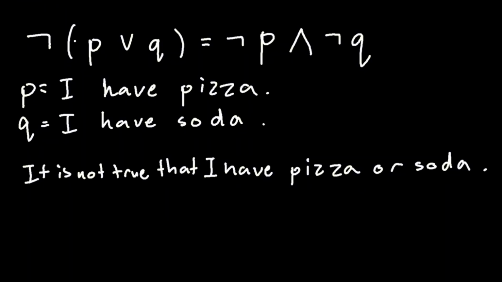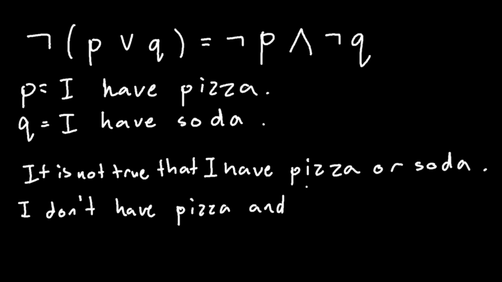But after you distribute this negation in front of the P and in front of the Q, and then flip the wedge, you basically have the statement not P and not Q. So if we write this again, we have I don't have pizza. And I use and now instead of or, since we flipped the or to the and. I don't have pizza, and I don't have soda, which is the negated Q sentence.